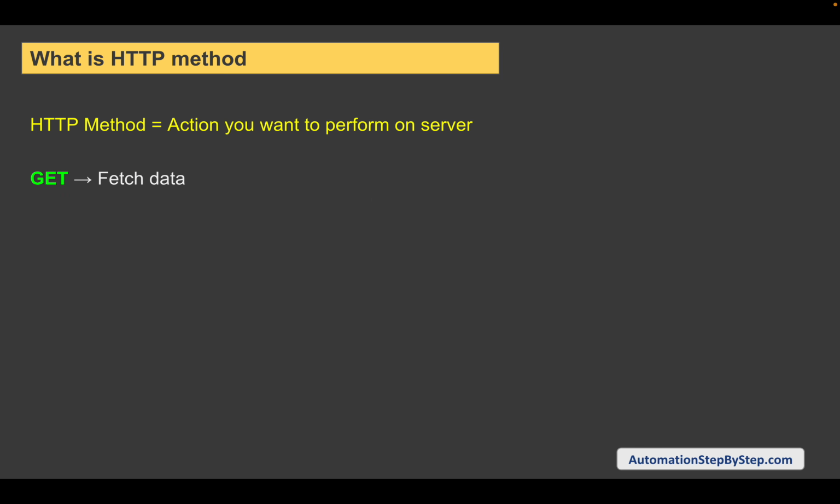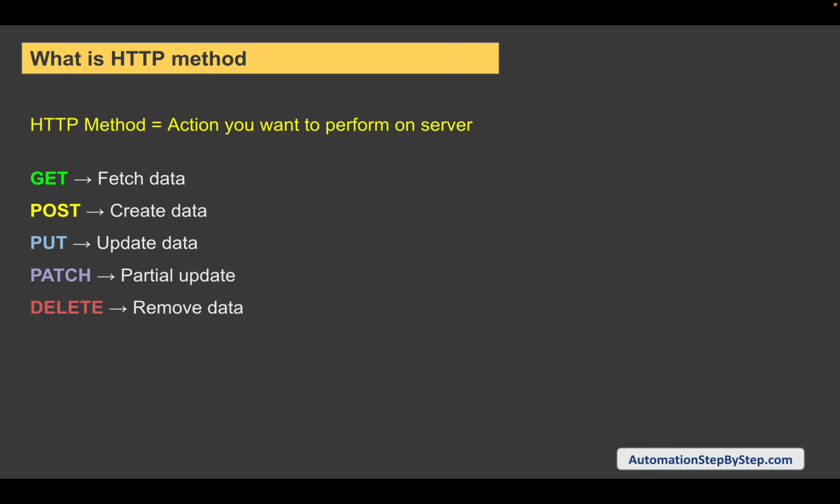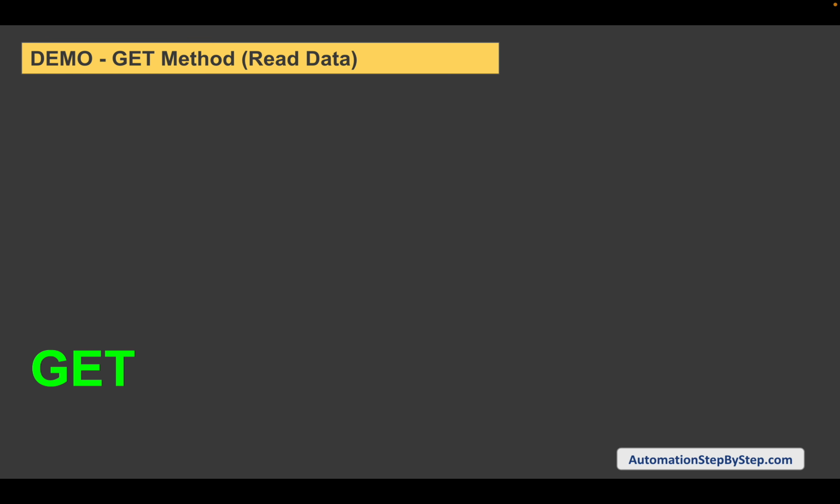Okay, so we know GET is for reading or fetching the data from the server, POST is for creating new data, PUT is to update the data, which replaces the complete data. If you want a partial update, that is, only update a few fields, we will use PATCH, and DELETE is to remove the data from the server. With this, let's start our demo and see a demo for the GET HTTP method.